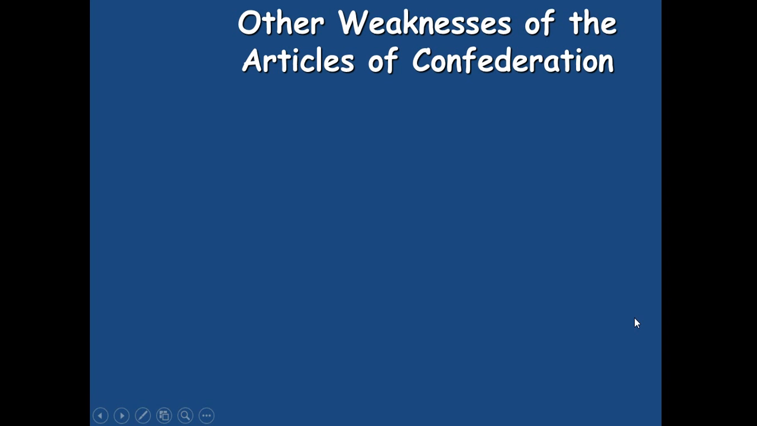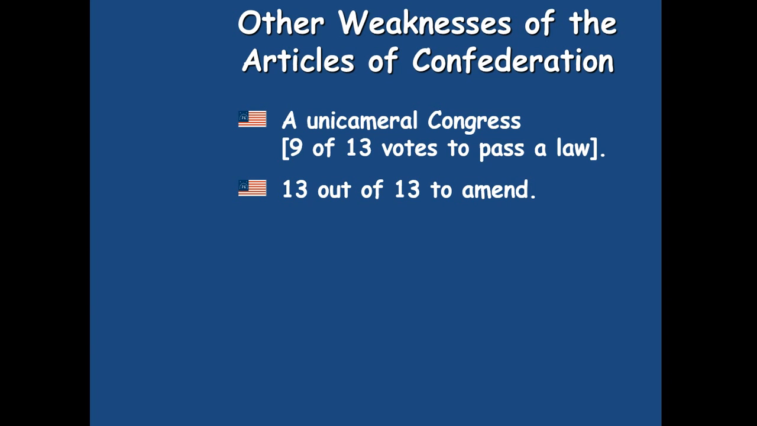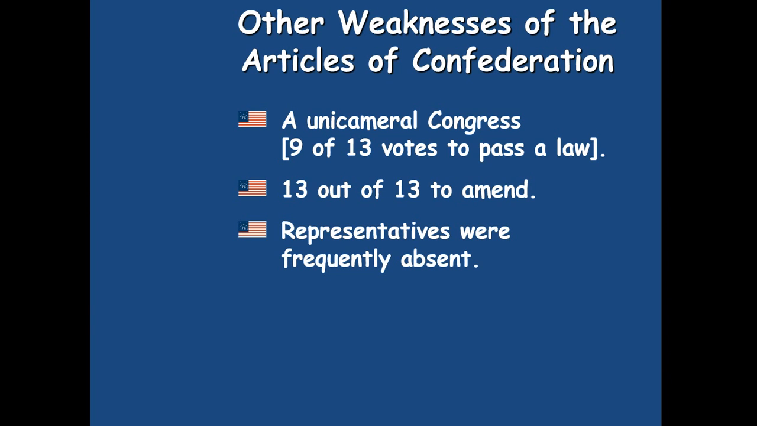Other weaknesses of the Articles of Confederation. You had a one-house Congress, and you needed at least 9 of 13 states to vote to pass a law. You needed all of them to amend it, which meant everybody had to agree, which is pretty much impossible. Representatives were frequently absent. I can't make it to the meeting. And Congress simply could not tax or raise armies.